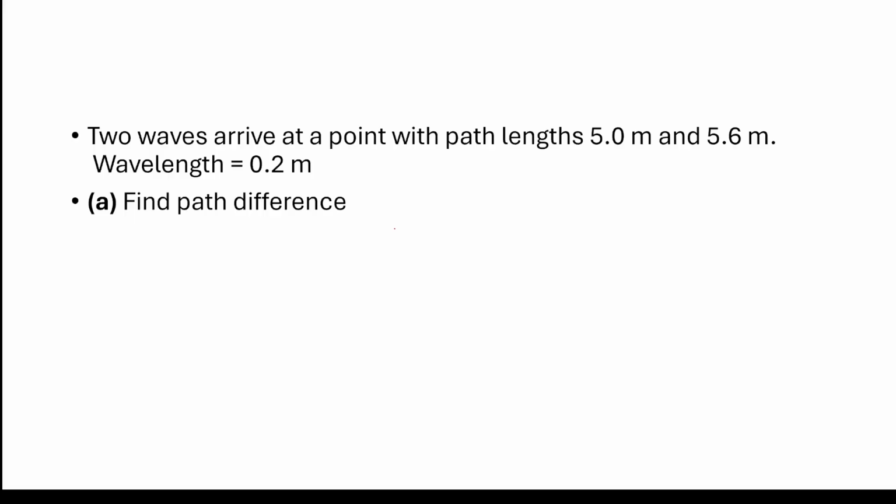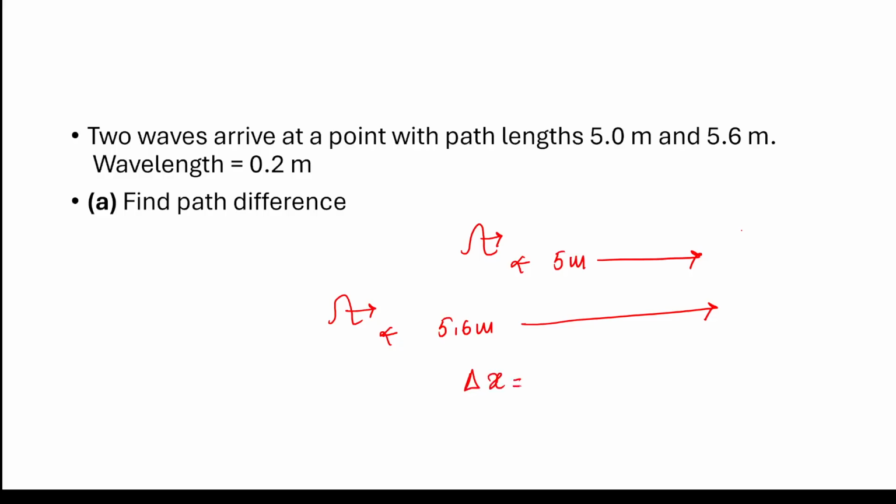Okay, let's do one question. Two waves arrive at a point when path lengths are 5 meters and 5.6 meters. So what it means is that there's one wave which has traveled 5 meters and has reached here. Another wave has traveled a little extra distance, 5.6 meters. So what's the path difference? This path difference would help me decide what it would look like on my interference pattern. That's why we need to know this. So now my path difference is 0.6 meters.